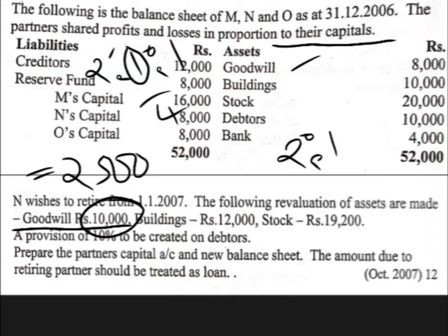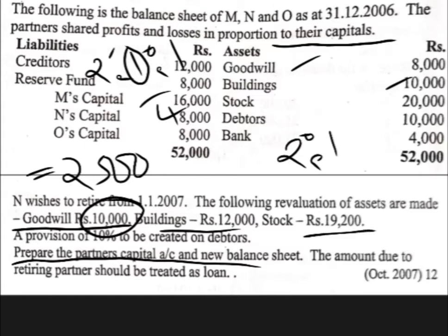Then what is the requirement given in the question? We have to prepare the revaluation account, partners' capital account, and balance sheet after N's retirement. Now with regard to the preparation of the revaluation account, we have to show the effect of revaluation of assets and liabilities. Here it is given that the building is revalued at 12,000. Earlier the book value was 10,000. So there is an increase in the value of building by 2,000, which is the revaluation profit we have to show on the credit side of the revaluation account.